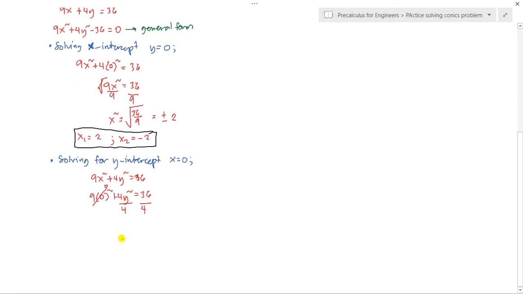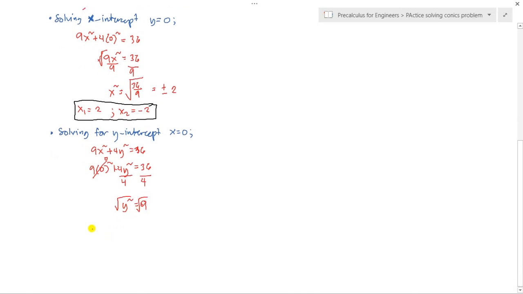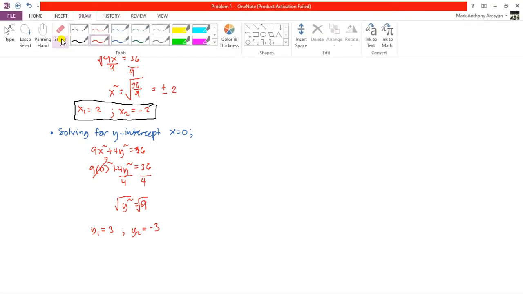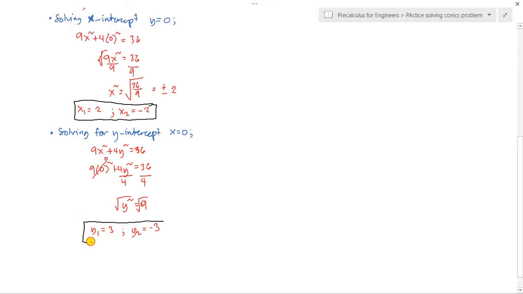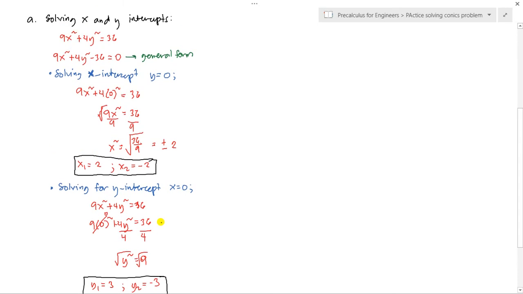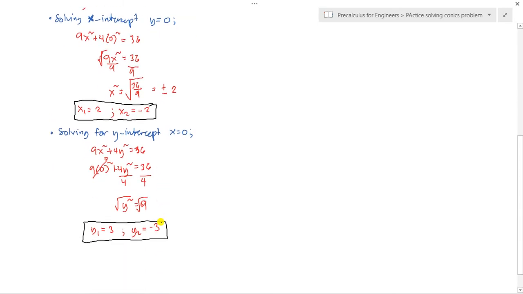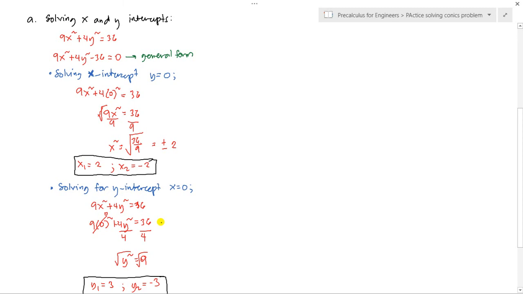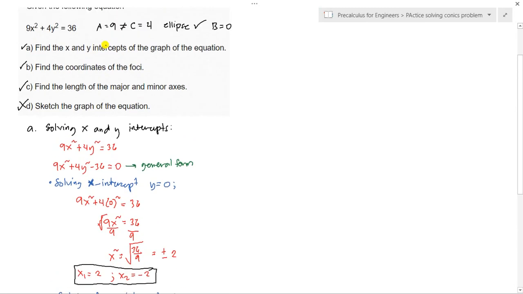So we get y squared is equal to 9. Square root of 9, we have y sub 1 is equal to 3. y sub 2 is equal to negative 3. So we have two y-intercepts here, the same thing with the x-intercepts. So that's it. If coordinates are required, just use the ordered pair, and for the x-intercept, let y be 0, and for the y-intercept, let x be 0. Okay, so that is done. Let's proceed to the second.